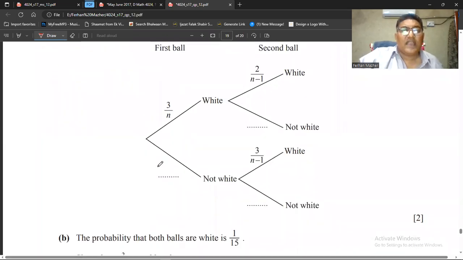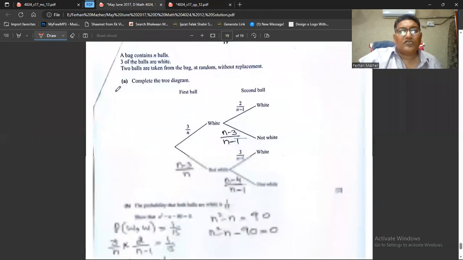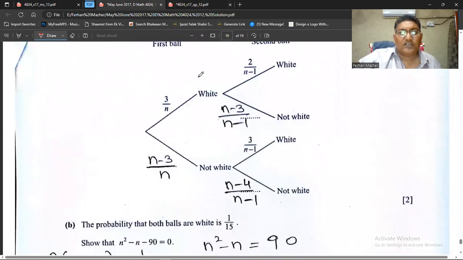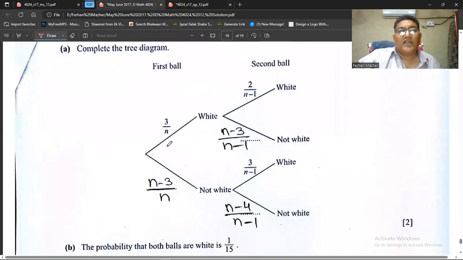So here we have... this will be n minus 3. Writing with the mouse is a problem, so let me show you from there. The white are 3, so the not white are n minus 3. Total are n. When one white is out, the total decreases by 1, so the white also decreases by 1. So 2 by n minus 1. Here the not white has not changed, so n minus 3 divided by n minus 1.